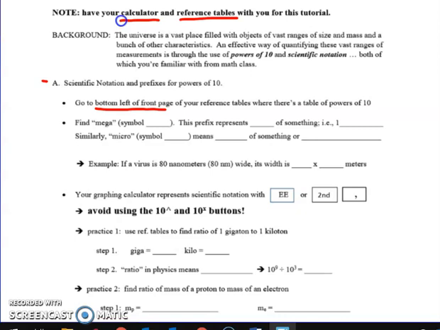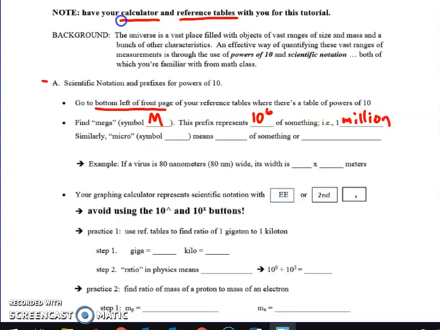So find the mega symbol, okay? That's towards the bottom, capital M. And if you look at that, that prefix means 10 to the 6th, right? That's 1 million. Okay, so not hard. You don't have to memorize that.